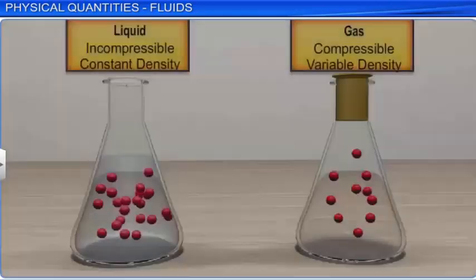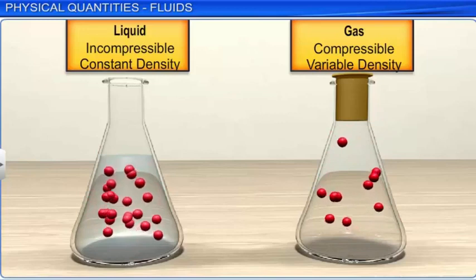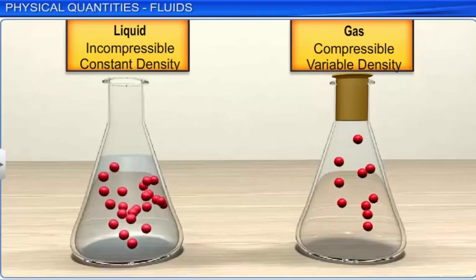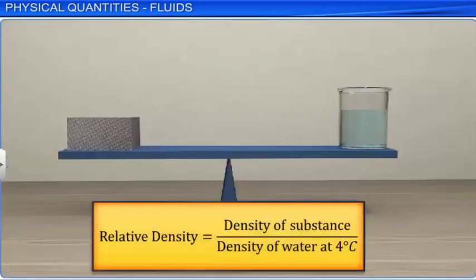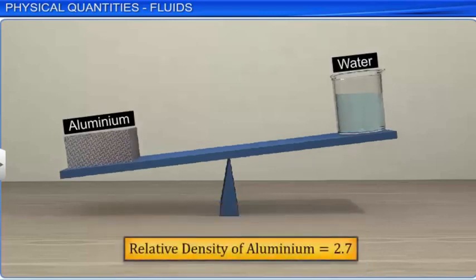As it is not always possible to remember the density of materials with their true units, generally we refer to relative density. Relative density is the ratio of the density of the substance to the density of water at 4 degrees Celsius. For example, the relative density of aluminium is 2.7. Relative density is a scalar quantity. It does not have units as it is the ratio of similar quantities, and thus it is a dimensionless quantity.